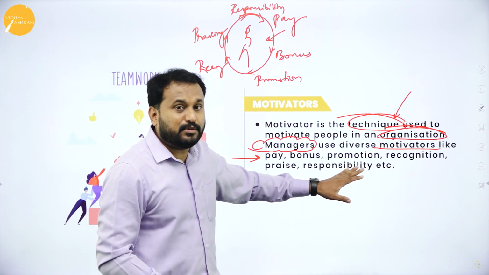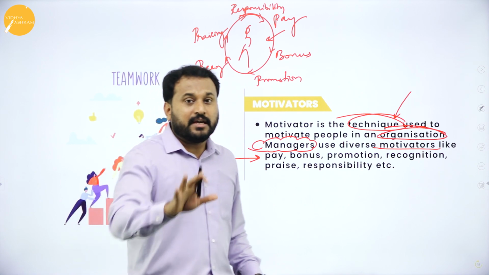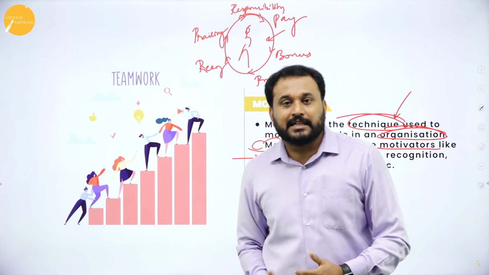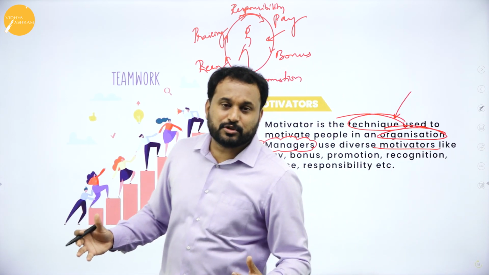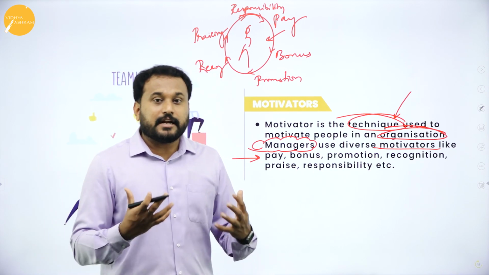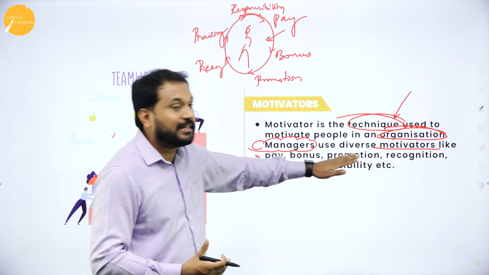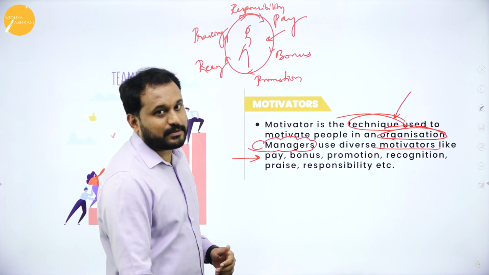Next, there are people who will go with recognition and praise, and there are persons who take responsibility. In many MNC companies, after achieving 10 lakh or 20 lakh rupees per month, they don't have this kind of promotion or pay. They want people to recognize them. That is the face of that particular MNC company. This is also called a motivator technique. These are the things you are supposed to understand.